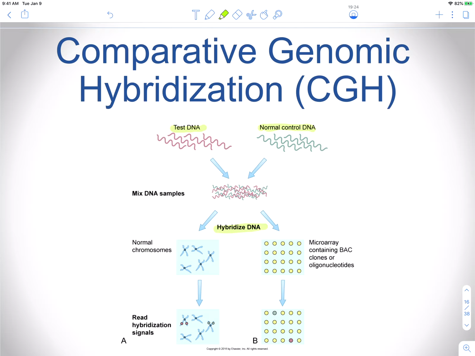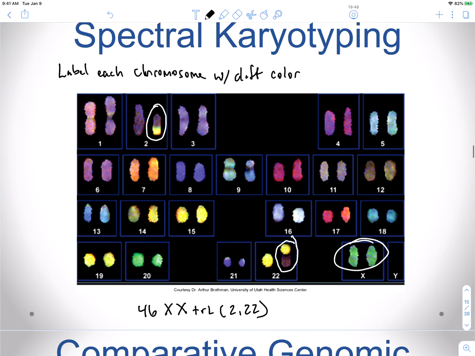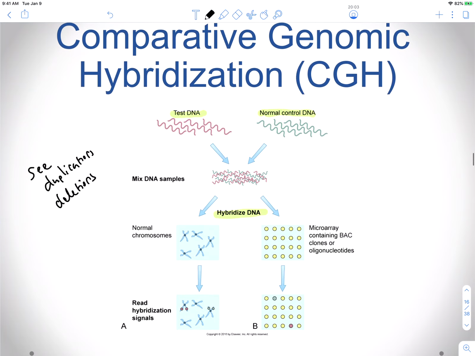So this microarray can allow for detection of duplications and deletions. However, you cannot see something called a balanced rearrangement. Balanced rearrangement means, for example, if we go back to this previous one, if chromosome 22 and chromosome 2 exchange information in a balanced way, so there's no change in the size of chromosome 2 or chromosome 22, you can identify this using spectral karyotyping, but comparative genomic hybridization would not be able to see that balanced rearrangement.